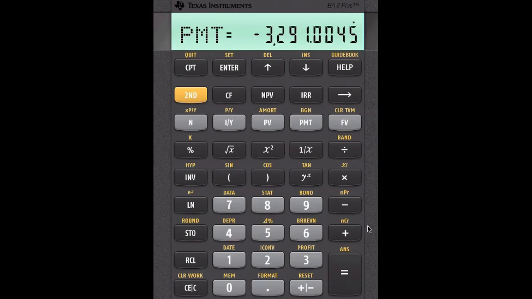Again, as a reminder, before you start any problem, be sure and hit second, clear time value of money, and then clear your memory at the bottom prior to starting any problem.